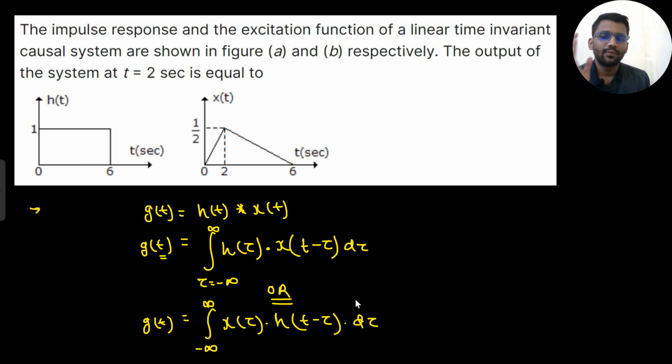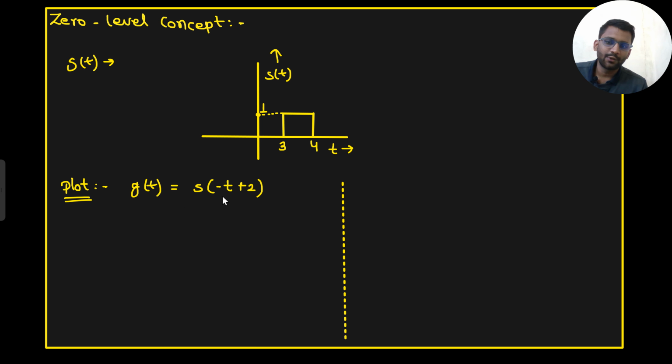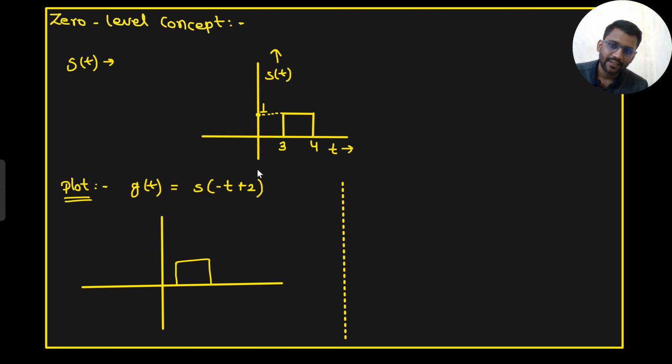Now let's understand a zero level concept. We will get back to the problem, but let's understand a simple concept. If this s of t is given to you, you need to write s of minus t plus 2. So most of you, how do you write it? First you will left shift this because it is plus 2. So you will shift this by 2. That means 3 will be shifted to 1 and 4 will be shifted to 2. And then this negative sign is there, so you will take a mirror. So finally it will lead to minus 1 to minus 2. So this is how you guys do it.